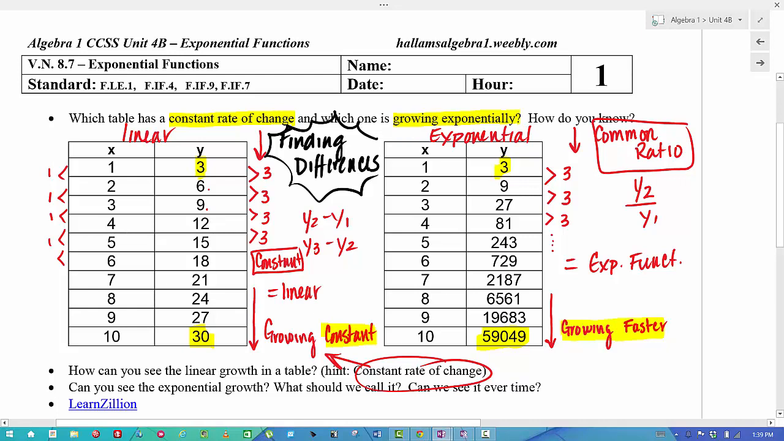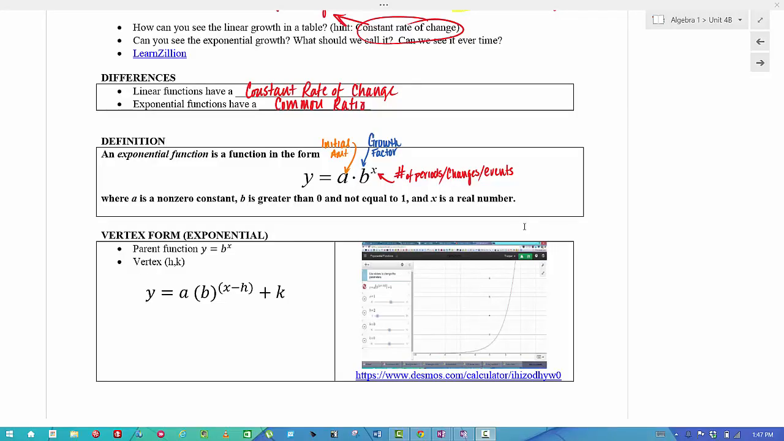That's how we look at a table of values to identify if it's exponential. Okay, so now that we know that linear functions have a constant rate of change and exponential functions have a common ratio, and we can identify those in a table of values, checking the y values, let's take a look at the base form of what an exponential function is.